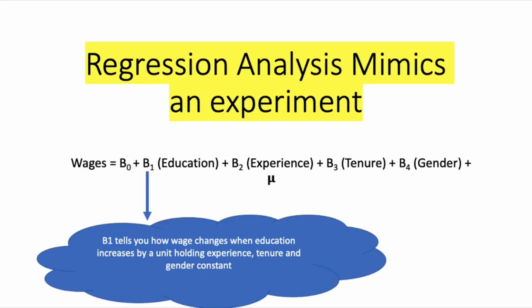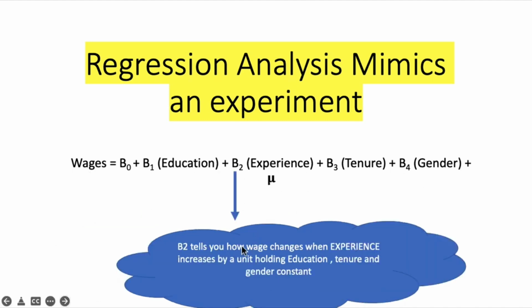So with regression analysis, what happens is through some fancy statistics and maths, the value of this beta over here tells you the impact of a change in education of one unit on wages, assuming experience, tenure, and gender do not change. Similarly, beta 2 tells you how wages change when experience increases by a unit, holding all the other three factors constant.